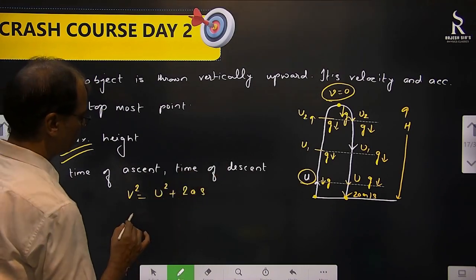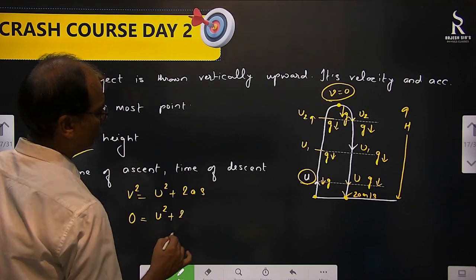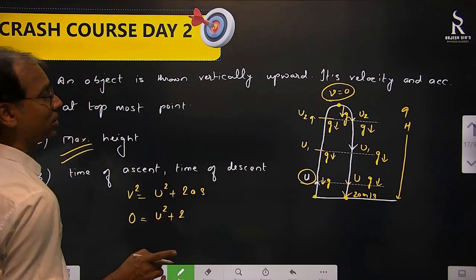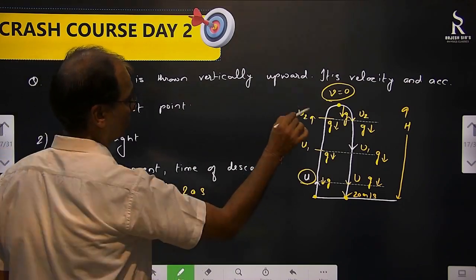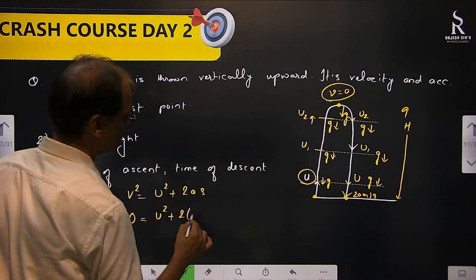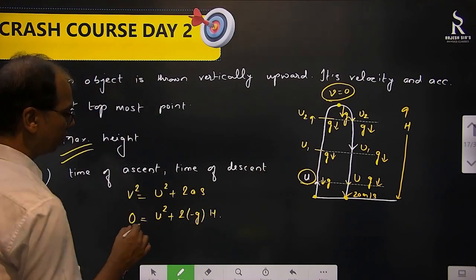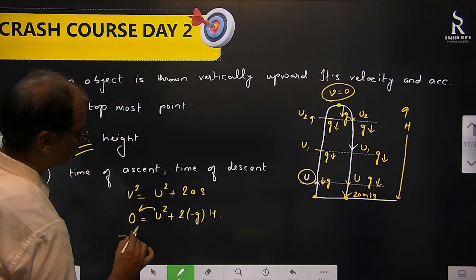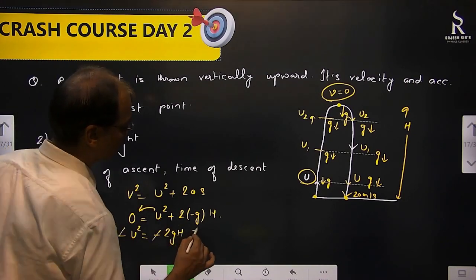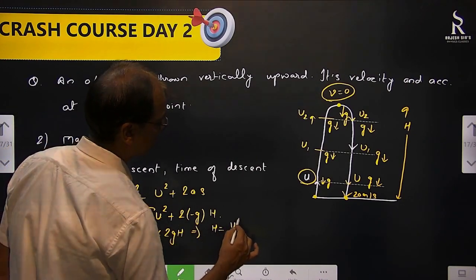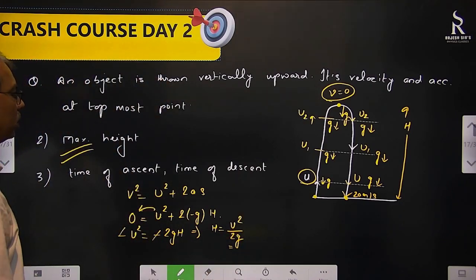Let's apply: 0 = u square plus 2 times acceleration. Now, is acceleration in the direction of velocity or opposite? It's opposite. Velocity is upward, acceleration downward, so minus, and this is h. Bring it here: minus u square equals minus 2gh. So h equals what? u square by 2g. Very simple. That is the maximum height.